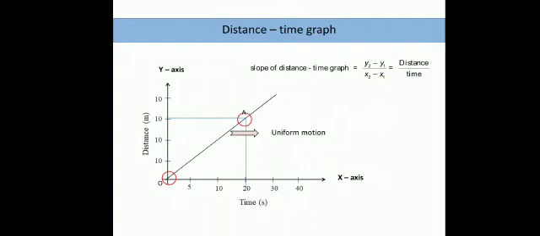Then how to find the speed from this graph? Very importantly, if the distance-time graph is a straight line, that means the motion is uniform motion and the speed of the vehicle is constant everywhere. How to find the speed of an object from this formula? For that we need to choose any two points.